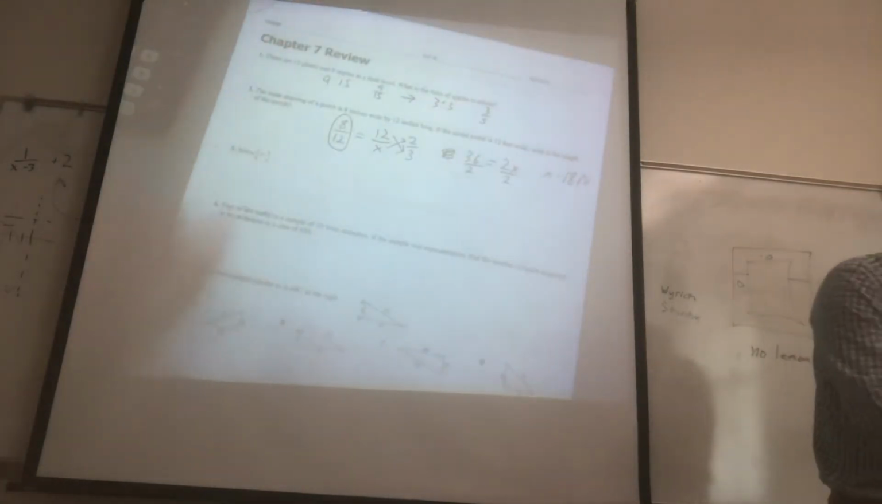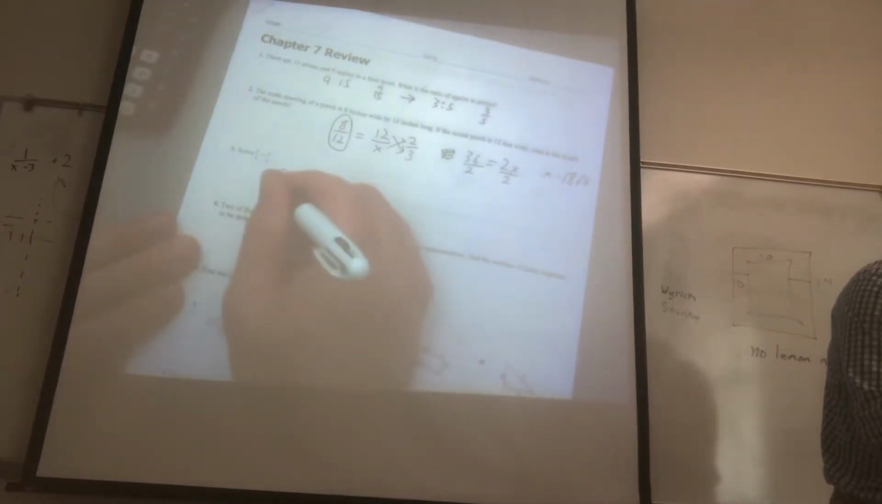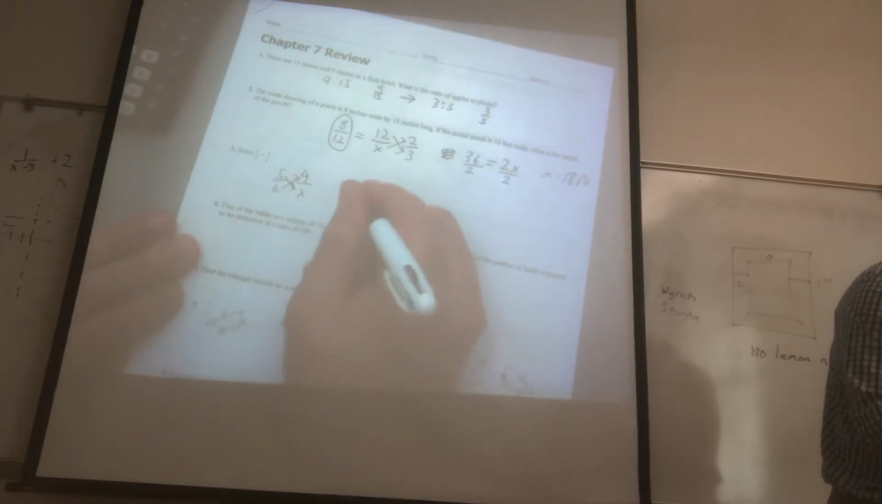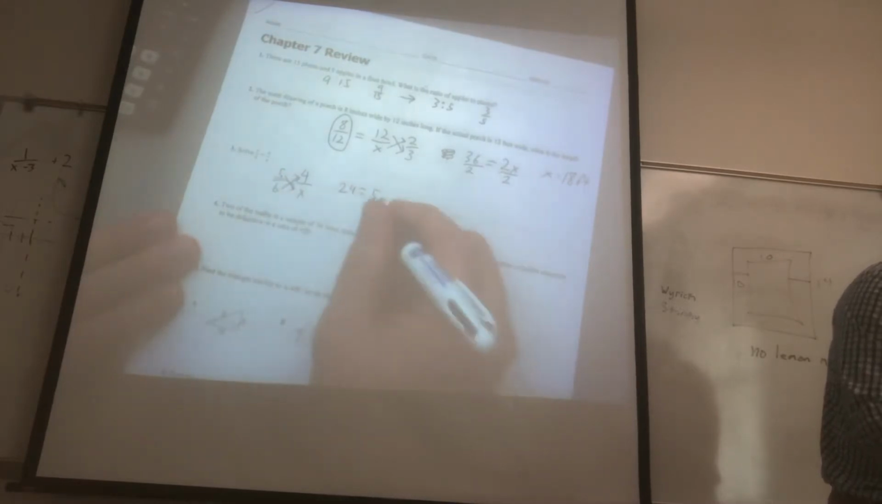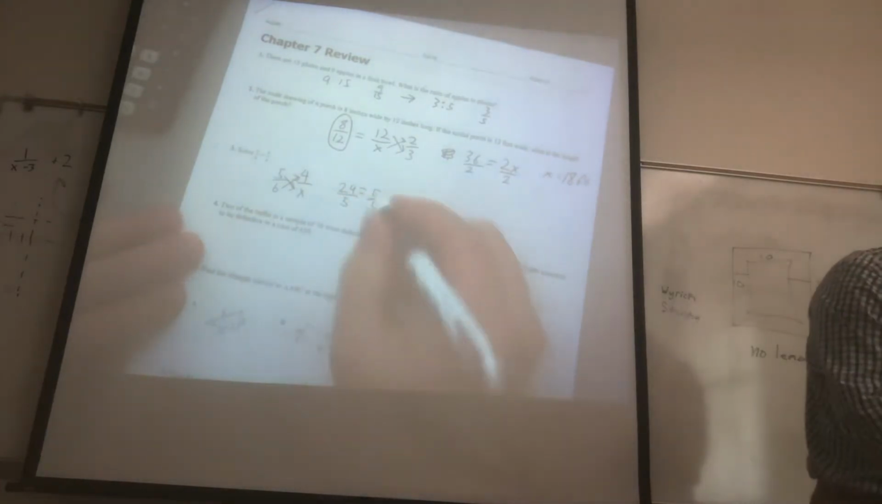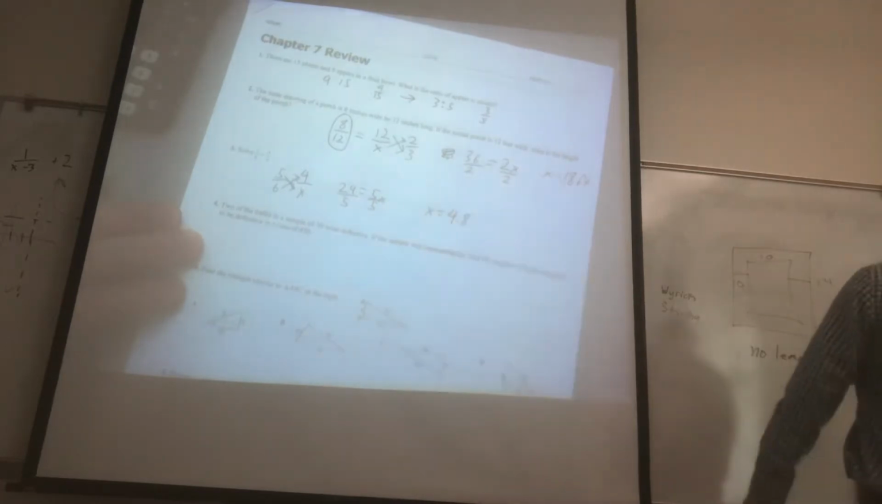Solve 5 over 6 equals 4 over x. If 5 over 6 is equal to 4 over x, we cross multiply. That's 24 is equal to 5x. Divide by 5. That's going to be x is equal to 4.8.